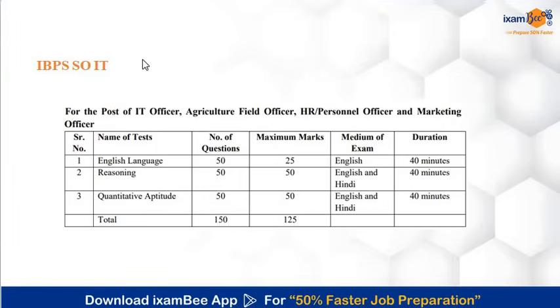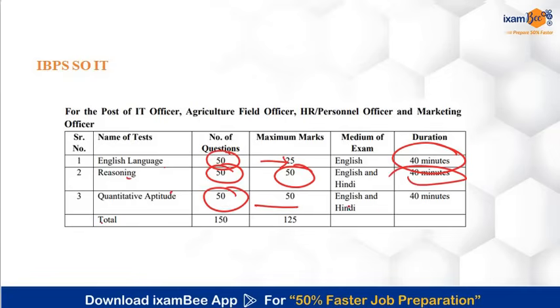So let's first understand the exam pattern that will help you to plan your preparation smartly. In the prelims, there are 3 sections: English, Reasoning and Quant. For English, there are 50 questions of 25 marks and the time allotted is 40 minutes. For Reasoning, there will be 50 questions of 50 marks and the time will be 40 minutes. And in Quant, there will be 50 questions of 50 marks and the time allotted will also be 40 minutes. So here you can see that the total number of questions will be 150 and the maximum marks is 125. There is no professional knowledge section in prelims.